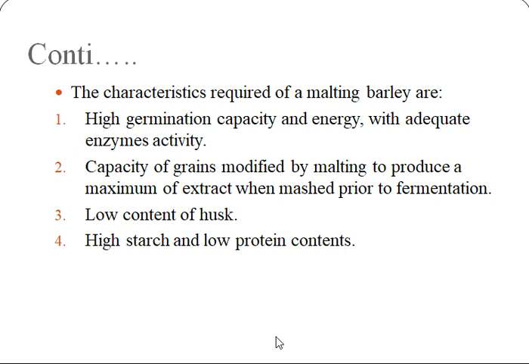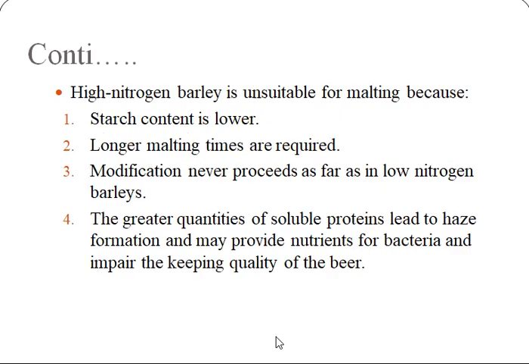The basic requirement is the capacity of grains that are modified by malting to produce a maximum of extract. So low content of husk, high starch, and low protein contents. Starch content should be high, because if the starch content is high, we will get more maltose, a fermentable sugar that is beneficial for the production of beer. Actually, I'm not focusing on just beer. I'm just using this as an example to make the malting process clear.